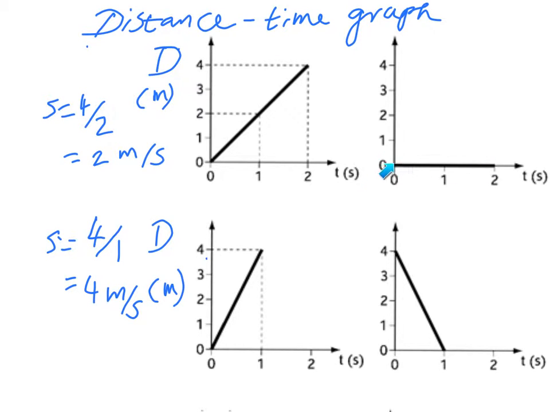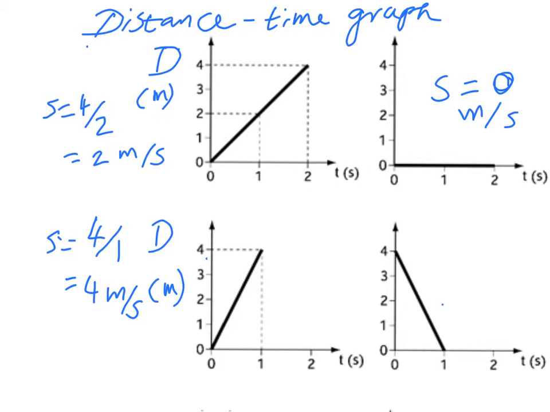Okay, so what about this then? So because it's not going anywhere, you can see the line flat here on the x-axis. So that shows that the object is not moving at all. So the speed is 0 in this case. So speed is 0 meters per second.